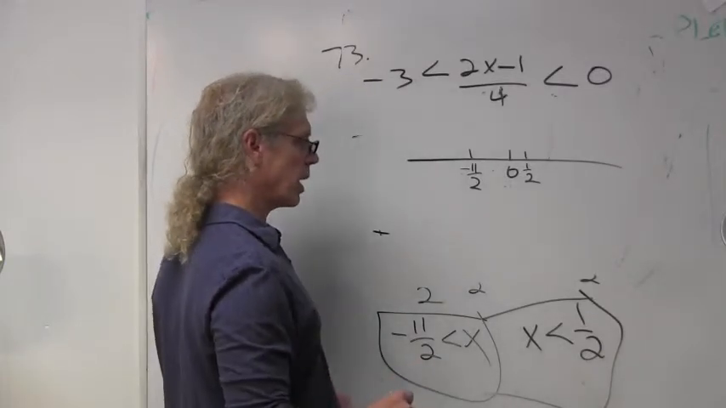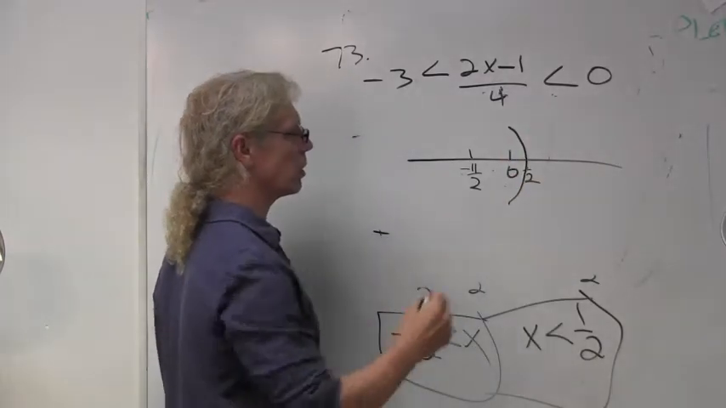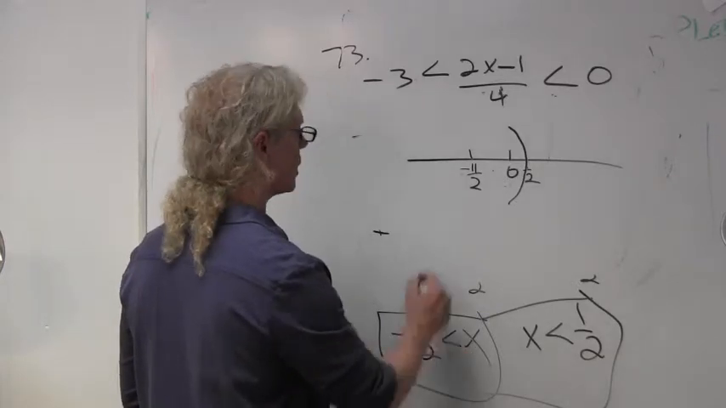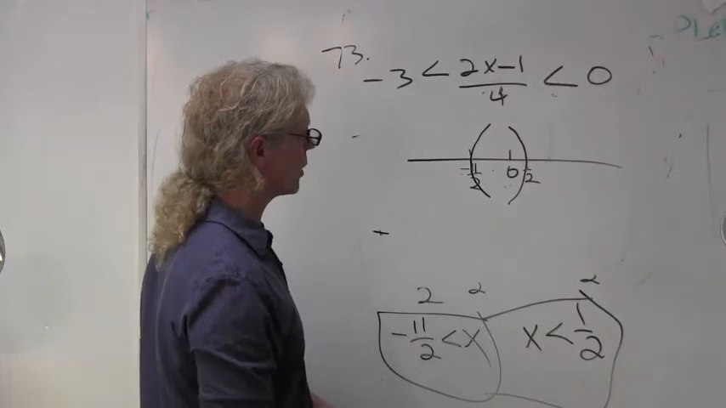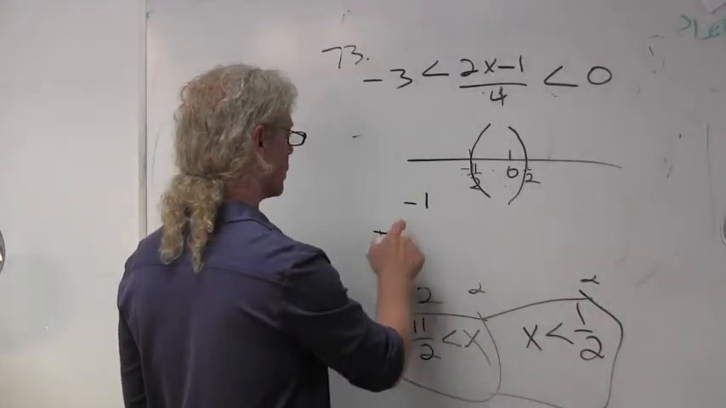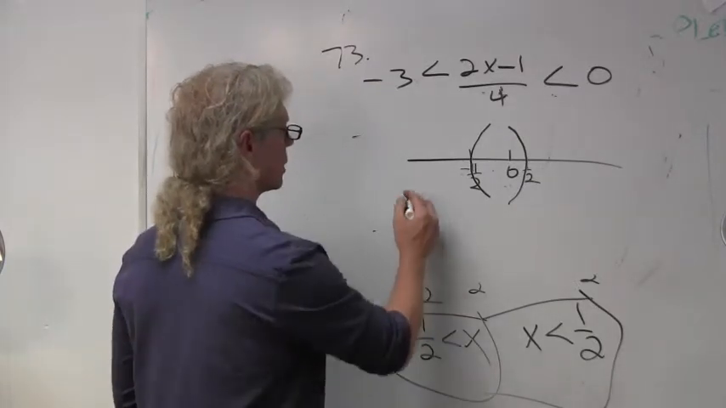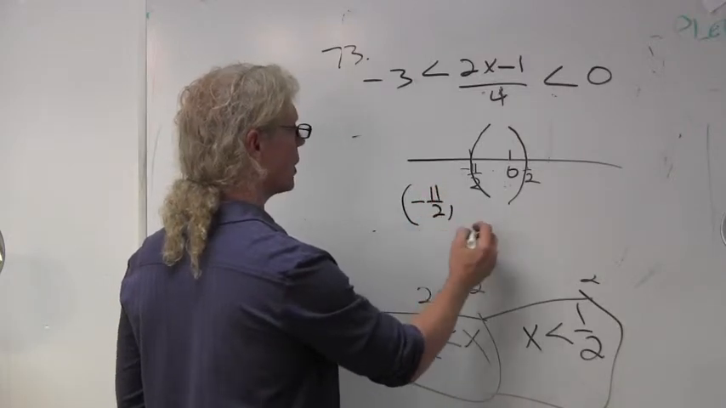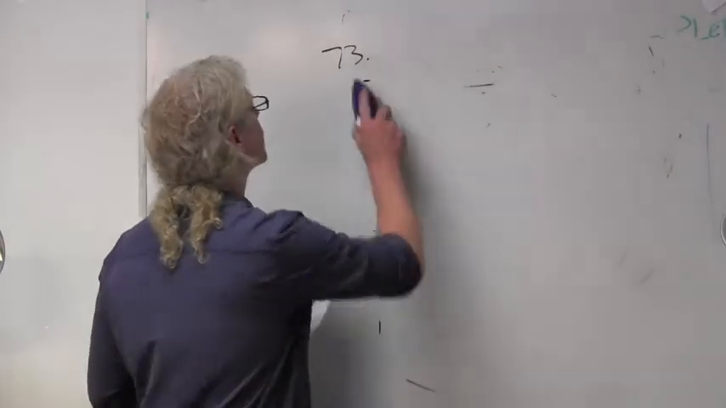X is less than 1/2, so there's 1/2. It's not equal to, less than, going in a negative direction. X is greater than minus 11 over 2, but not equal to, and we'll go there. And that's where that fits, right there. So when we write that in interval notation, parenthesis, minus 11 over 2, comma, 1/2, parenthesis.